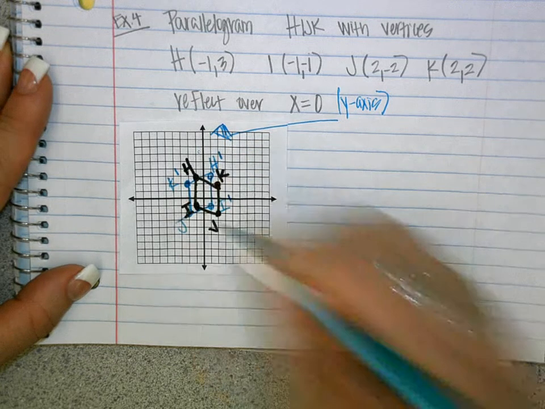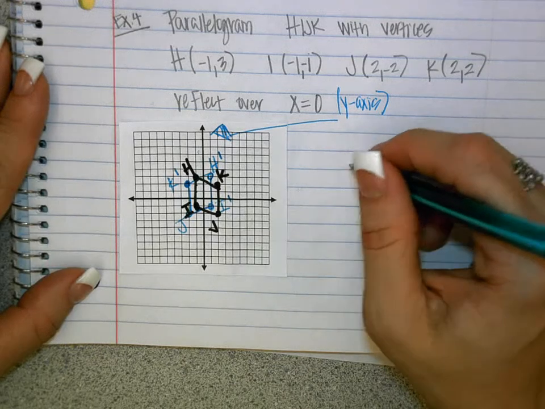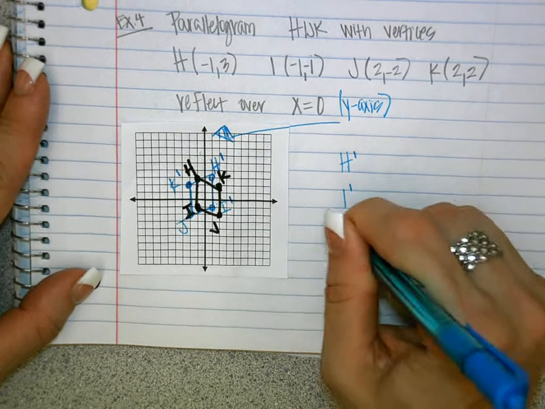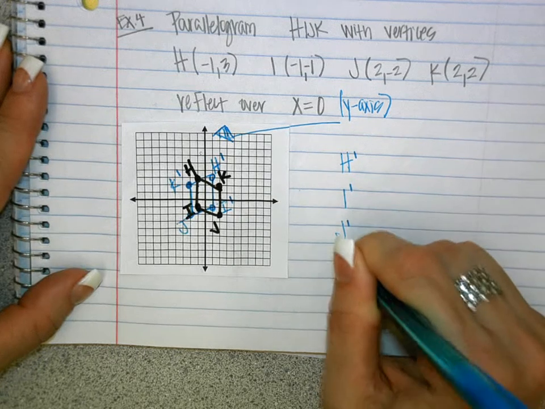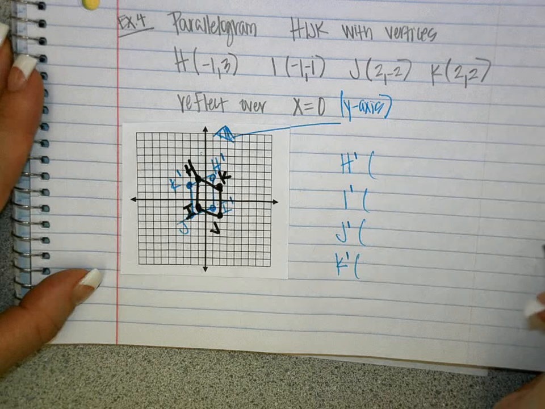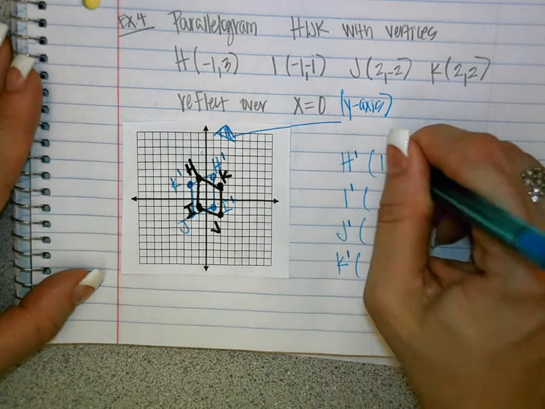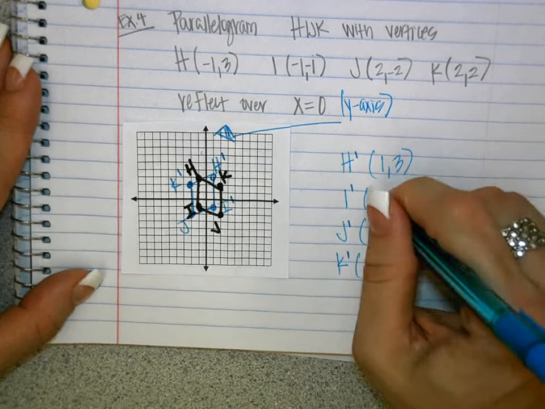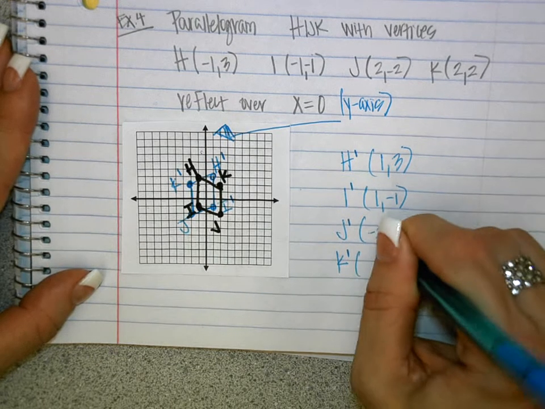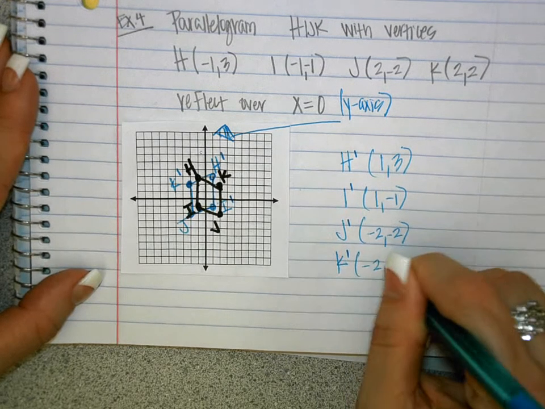They're almost done. And then the last thing you have to do is rewrite your coordinates. We have 5 minutes left? Yes. Okay, what's my H coordinate? 1, 3. What's my I coordinate? 1, -1. J should be at -2, -2. And K should be at -2, +2.